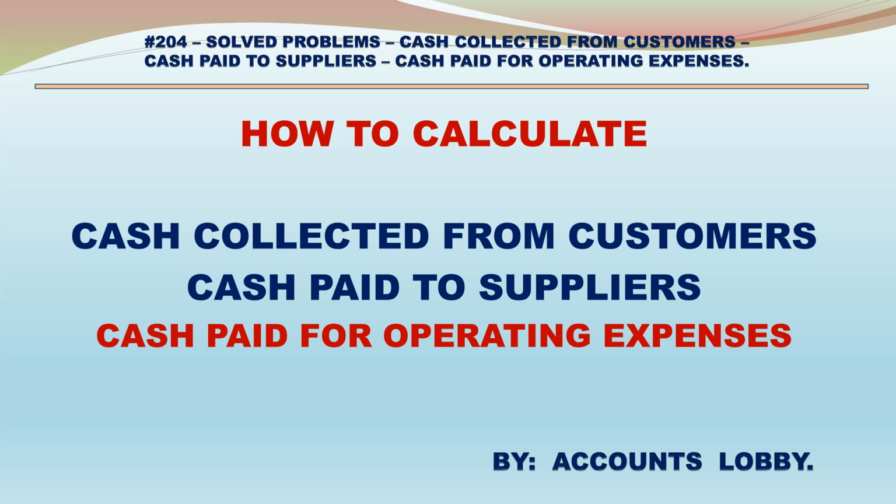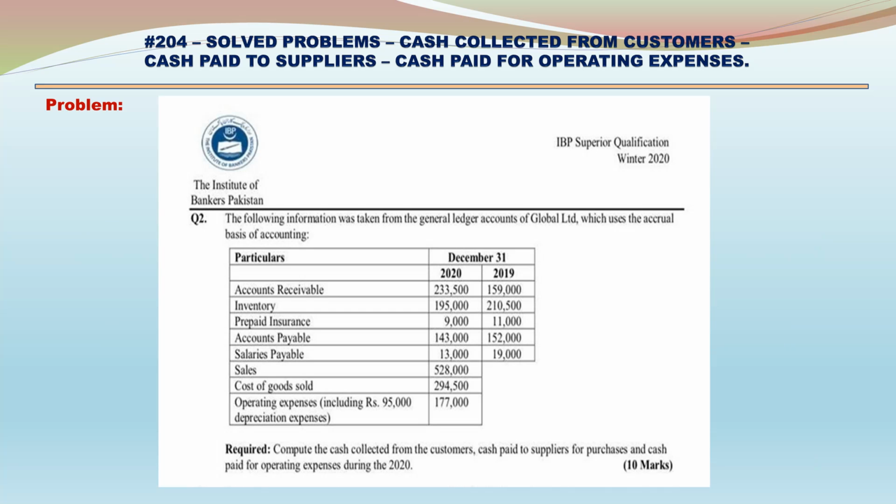Solved problems. How to calculate cash collected from customers, cash paid to suppliers, cash paid for operating expenses. Problem: The following information was taken from the General Ledger accounts of Global Limited, which uses the accrual basis of accounting. Particulars: amount, December 31, year 2020, year 2019.